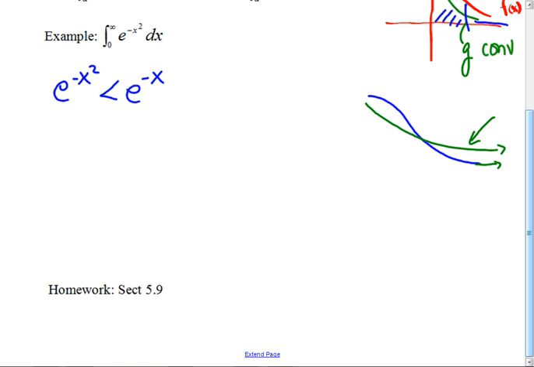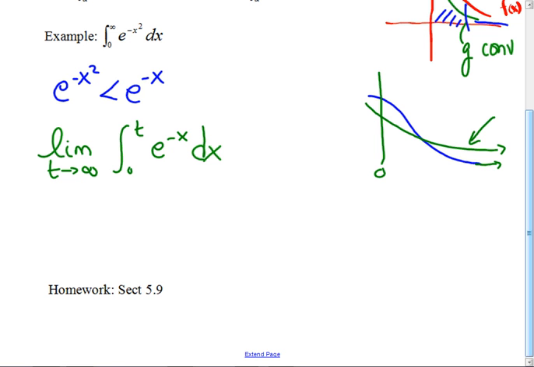How do you know? Because this is e to the minus x. Okay, well, let's go ahead and do it anyway, just to make sure. So it's the limit as t goes to infinity from 0 to t of e to the minus x. Remember, it's only the end behavior that we care about, because when I integrate from 0, these are finite areas. Who cares? I know that converges, but the question is, what happens when x gets big? Okay, so can we do this without a u substitution?